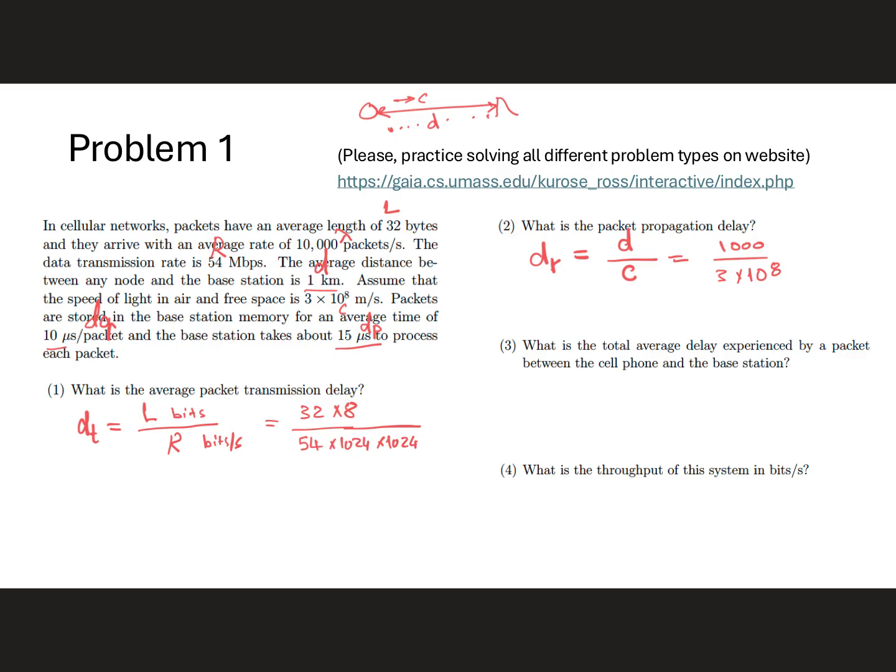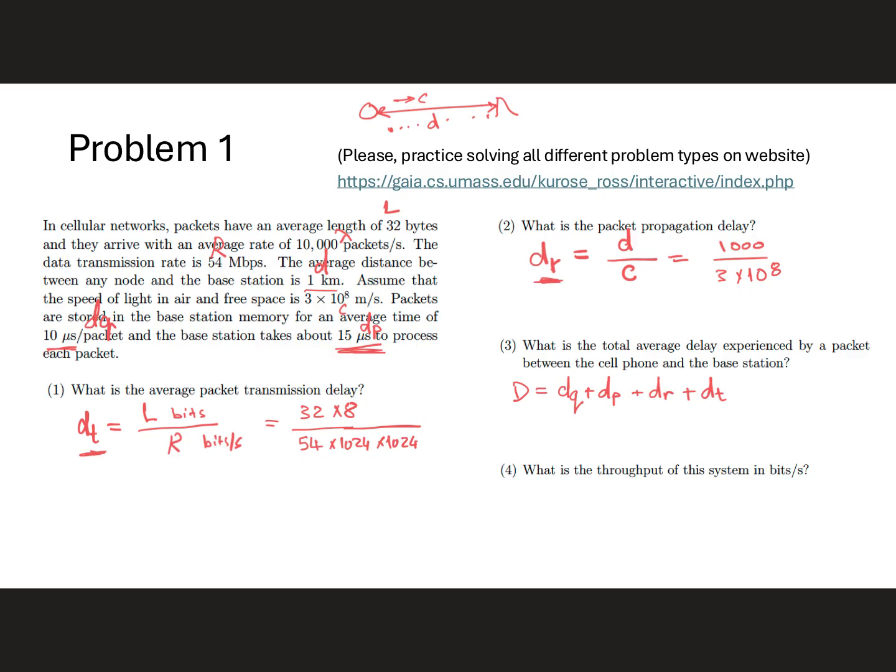What's the total average delay experienced by a packet between the cell phone and the base station? So D total, total packet delay, is equal to D queuing plus D processing plus D propagation plus D transmission, right? So the sum of all these numbers, which we have calculated already, some of them are already given to us, the DQ and the D processing, right? And there is one that we calculated here, another one that we calculated here. So you just add them together.